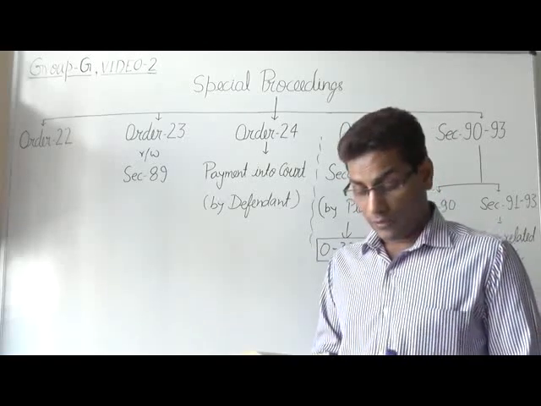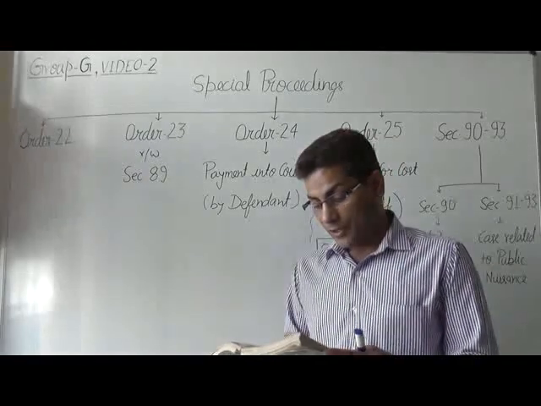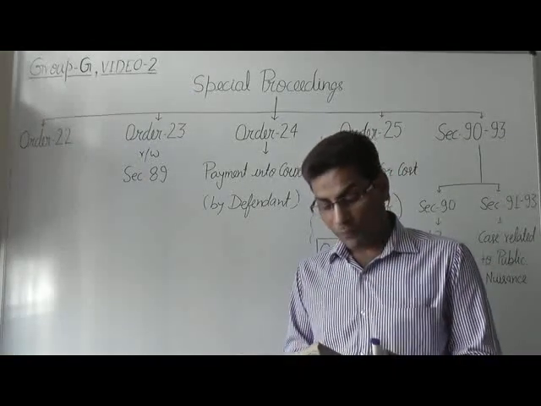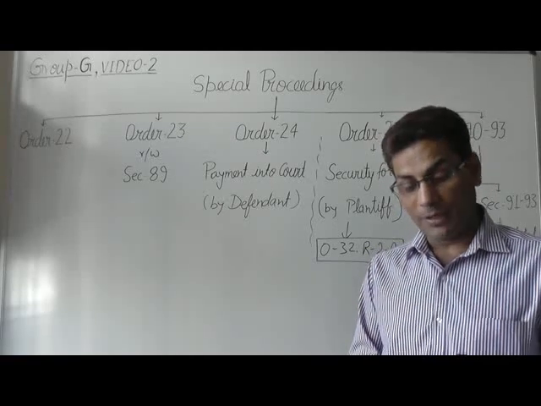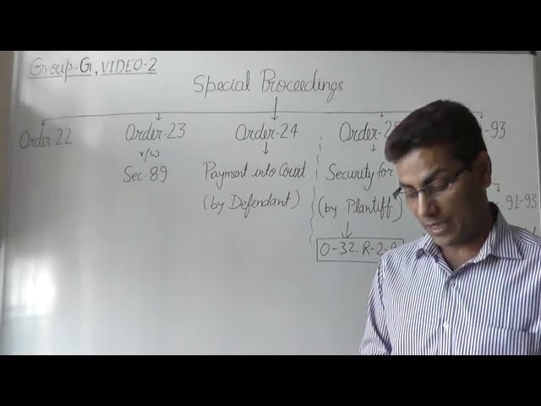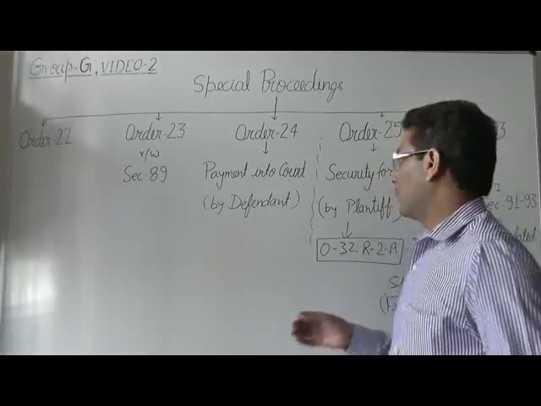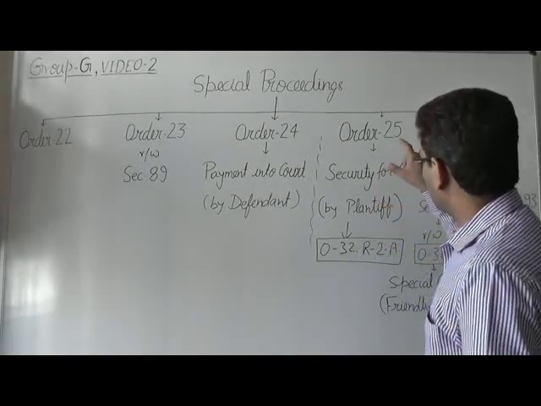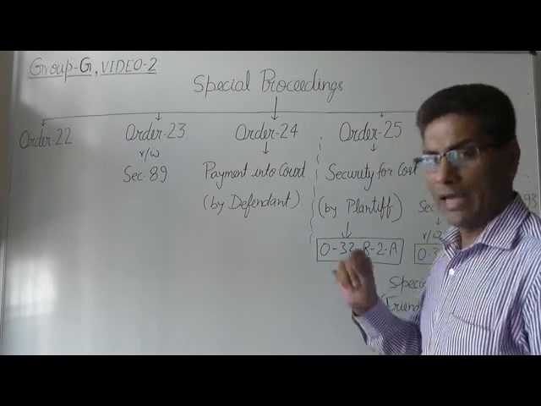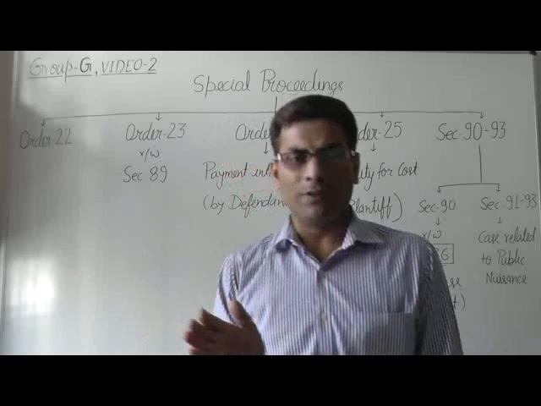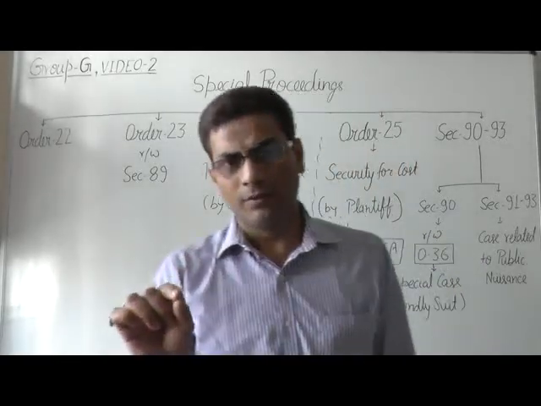Sub-rule 2 of Rule 1: whoever leaves India under such circumstances as to afford reasonable probability that he will not be forthcoming whenever he may be called upon to pay costs shall be deemed to be residing out of India within the meaning of the proviso to sub-rule 1. So the proviso of sub-rule 1 of Rule 1 of Order 25 is more important than the general provision.